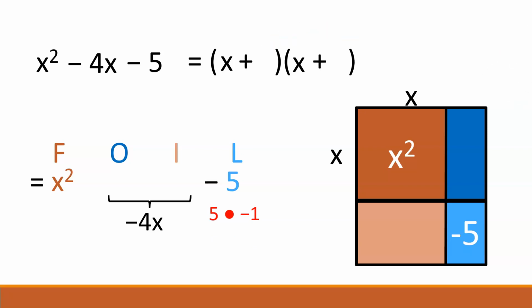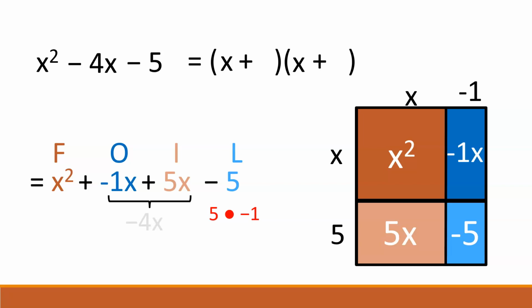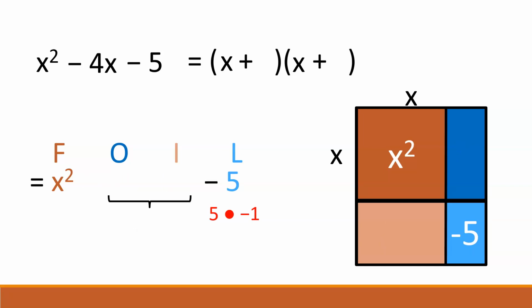Let's try the 5 and the negative 1. So let's see, 5 times negative 1 is negative 5. The two missing areas for the outers and the inners are 5 times x, which is 5x, and x times negative 1, which is negative 1x. So our outers and our inners, negative 1x plus 5x, that adds up to positive 4x, not negative 4x. Close, but not quite. That's no problem. We've got one more thing to try here, which was negative 5 and positive 1.